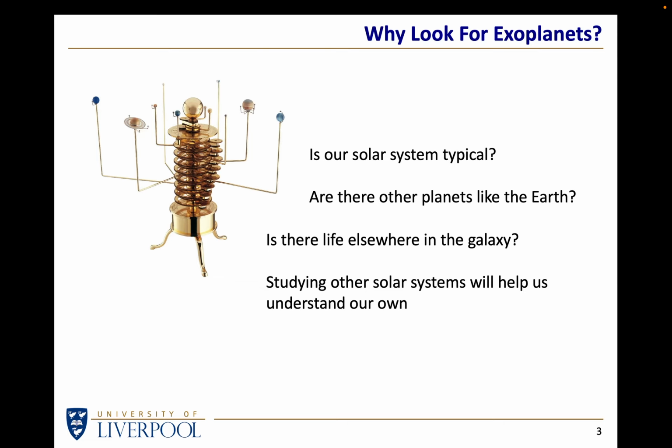Last time I showed you an orrery and we were looking at the solar system. And of course, we can ask the question when we're looking at our solar system, is our solar system typical? If we were to look at planets around other stars, do we find solar systems out there that look anything like ours? Are there any other Earths out there?